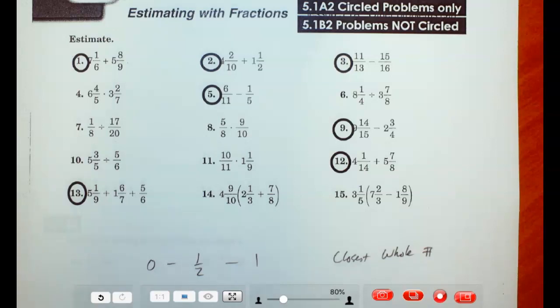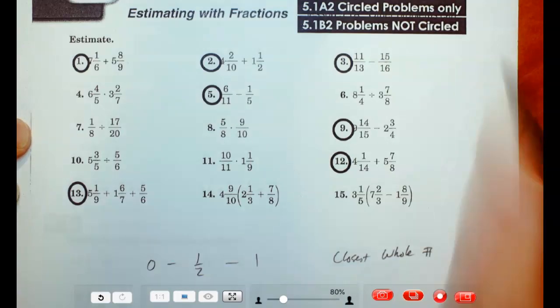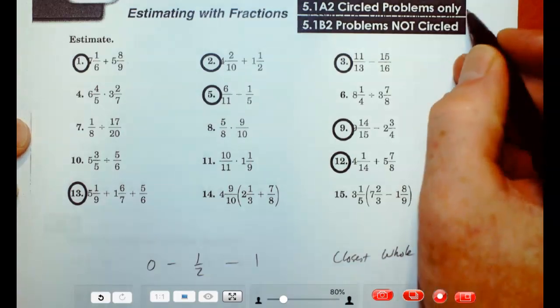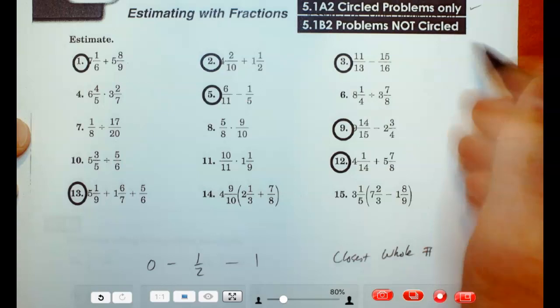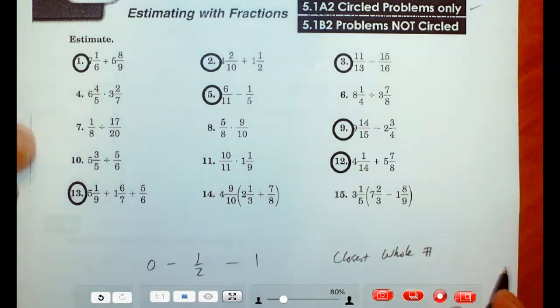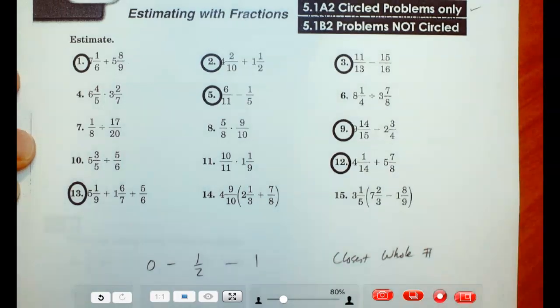Hello, this is a quick tutorial on 5.1A2. It's a kind of a quirky sheet because A2 are going to be the circle problems, and the problems that are not circle are going to be 5.1B2. So you'll hear me doing those on a different video.